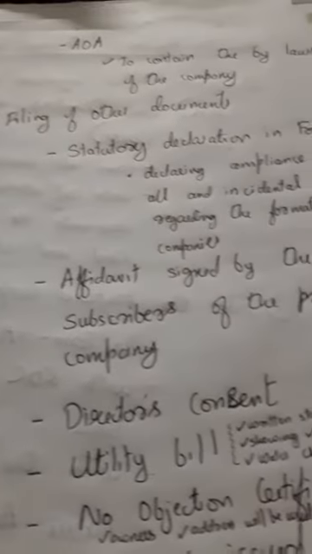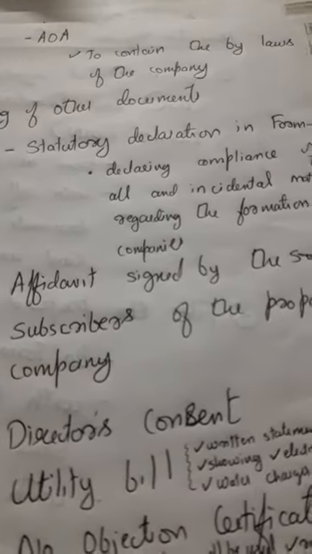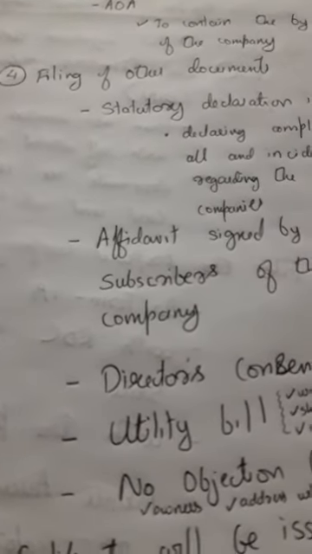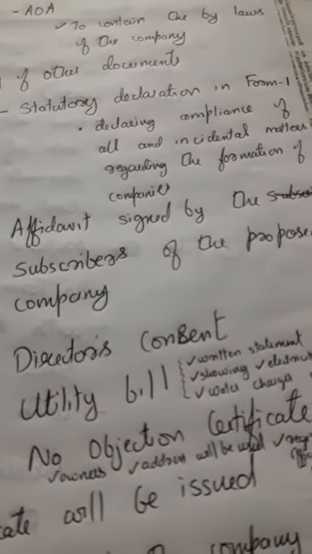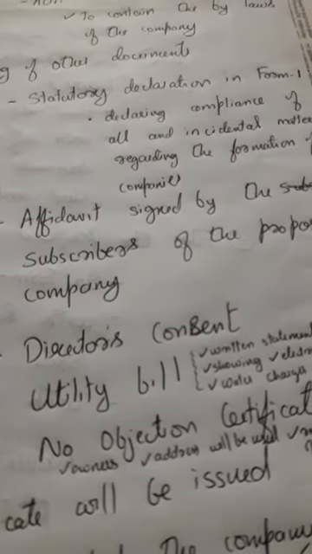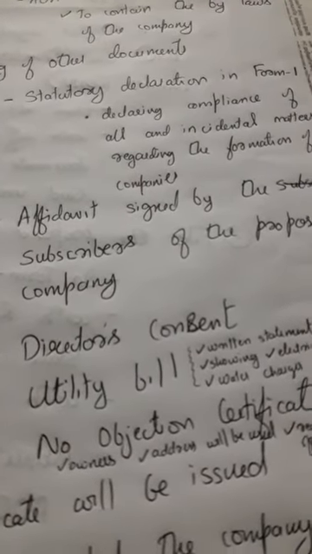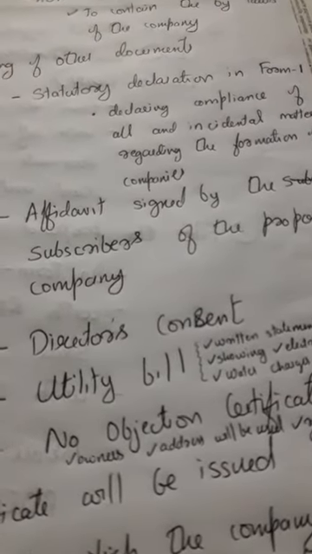Next, the Articles of Association should also be drafted, which contain the bylaws of the company. And the next step is filing of other documents. The promoters have to file other documents like the statutory declaration in form number 1. What is a statutory declaration? The statutory declaration declares compliance with all requirements and incidental matters regarding the formation of the company.